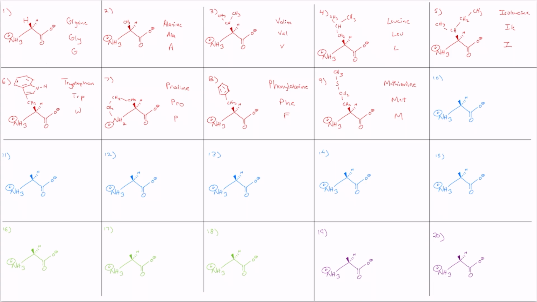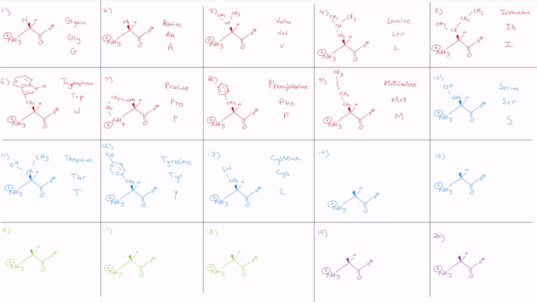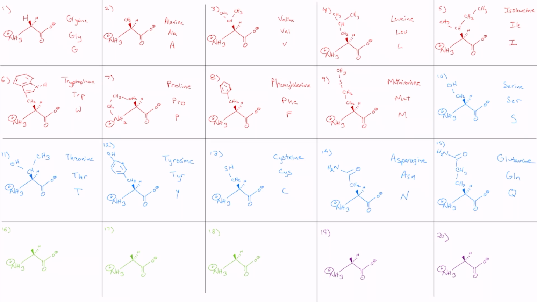So now let's draw the 6 polar amino acids in blue. So notice, after we've drawn our 6 polar amino acids, all of these amino acids have either an oxygen or a sulfur atom in their side chains, which means they're water soluble and polar.